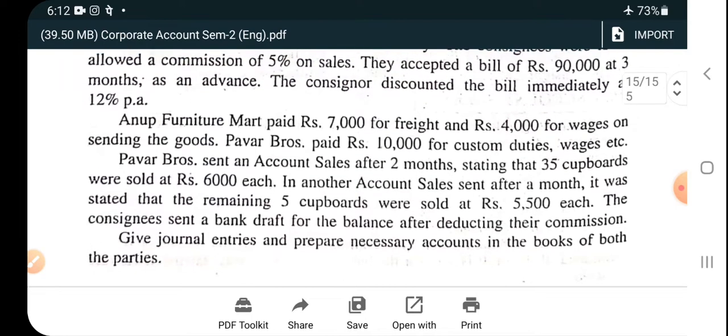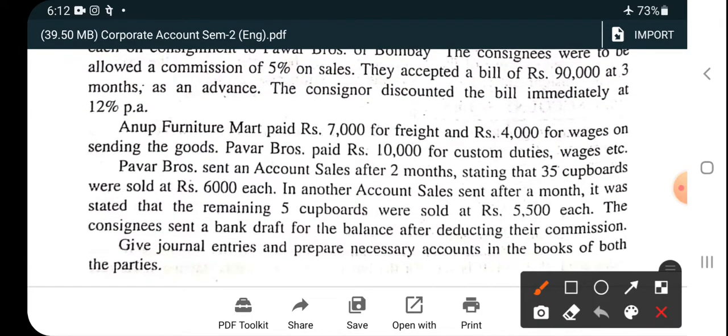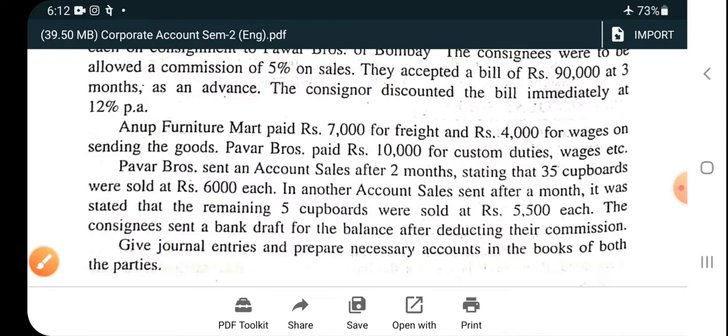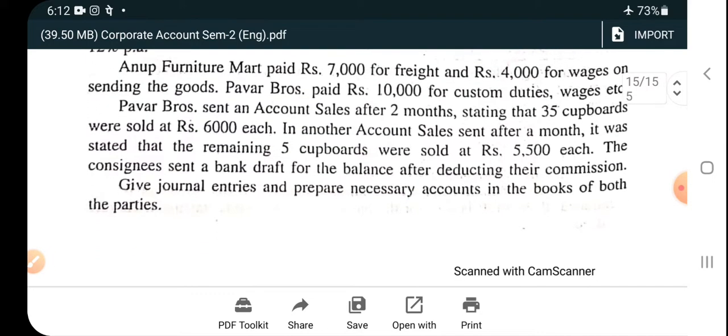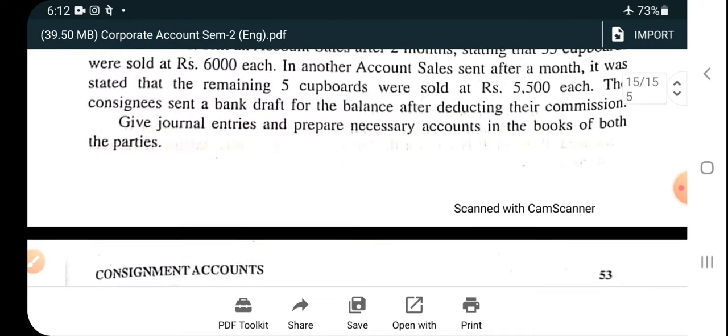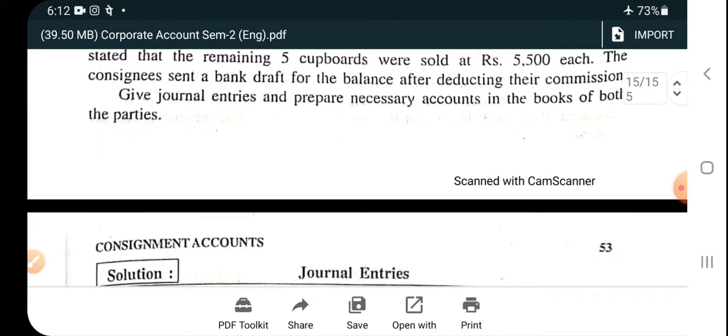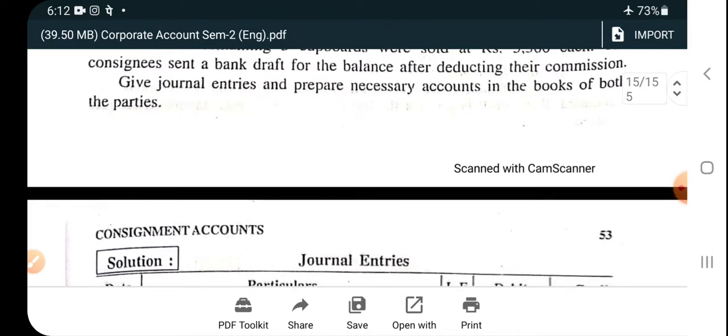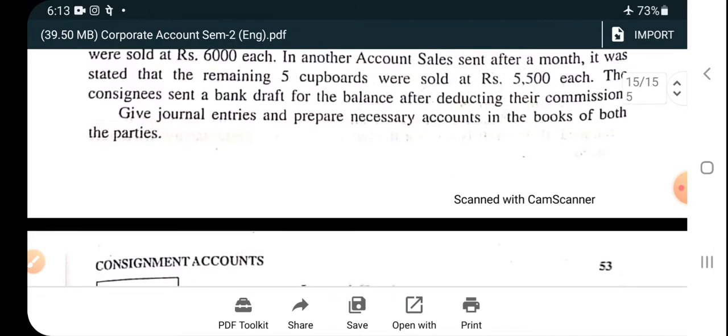Now the consignee is allowed 5% commission on sales. So on 2,37,500, 5% is 11,875. So let us give the necessary journal entries and prepare the necessary ledgers in the books of both the parties.